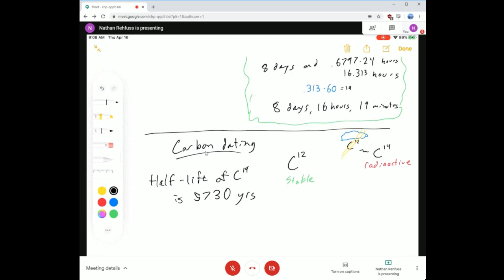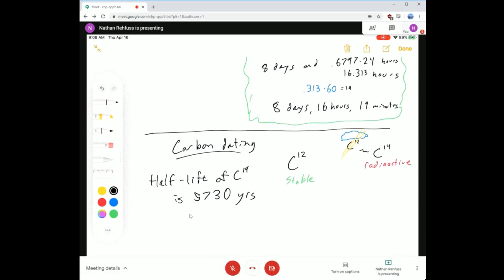Now, the bad news is it doesn't work on stone tools, but the good news is if you find the stone tool next to a fire pit, you can use the wood in the fire pit to the same purpose. So most of the time when we find human artifacts, we can use carbon-14 to see how old they are.